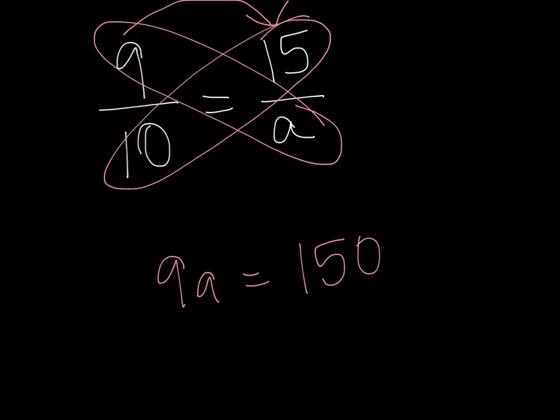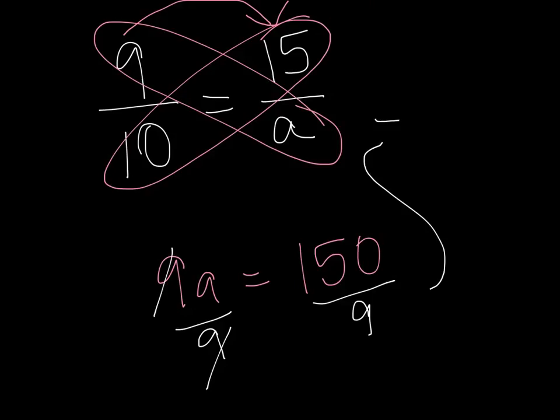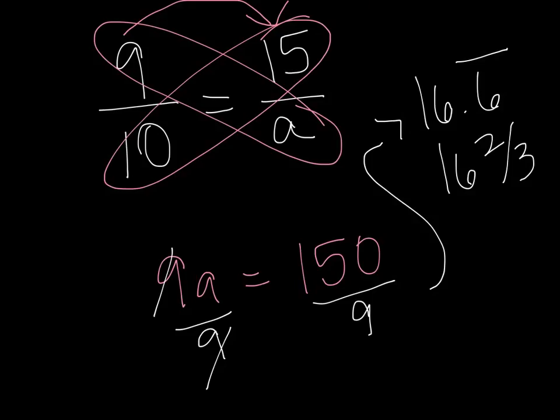How do I undo multiplication? Because right here, I have 9 times A. 9 times what number will give me 150? Let's divide by 9, cancel, cancel. And when you take 150 and divide it by 9, what'd you get? That's right, you got 16.6 repeating, or 16 2/3.